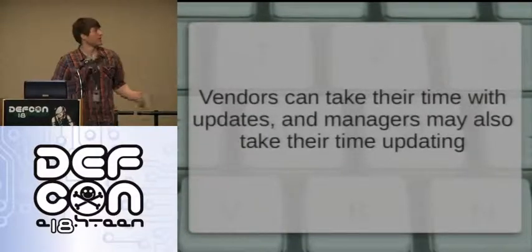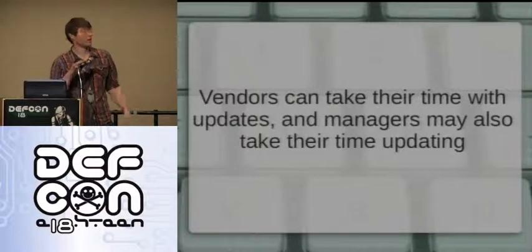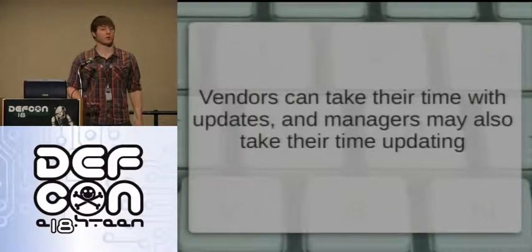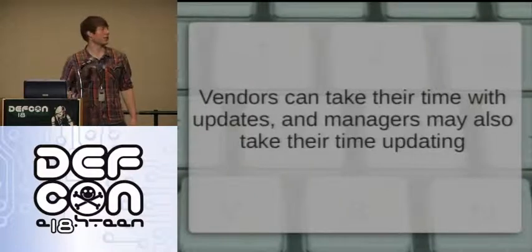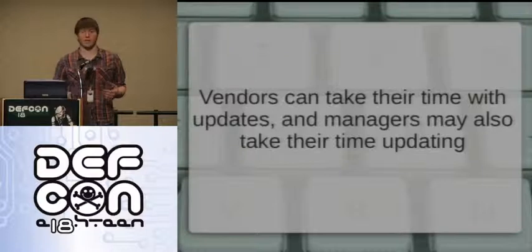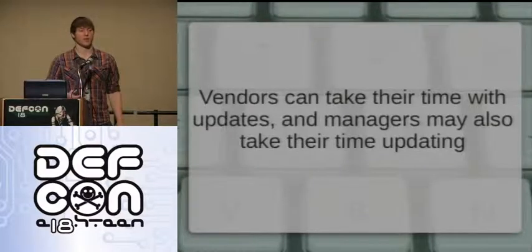And then vendors can take their time with updates, and managers can take their time updating. Since these systems are going to be in place for a long term, a lot of the patches and upgrades may not occur for a long time. So even if you find bugs in SCADA software that are 5, 10 years old, or even in the latest software, you still have a chance to attack something on the network, because chances are they haven't upgraded for so long that it's still going to be vulnerable.